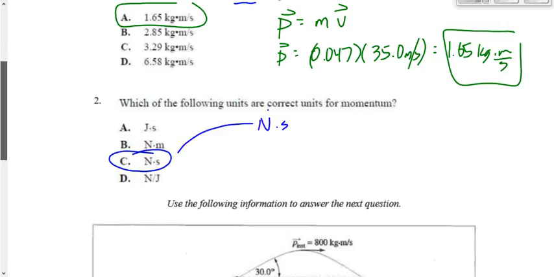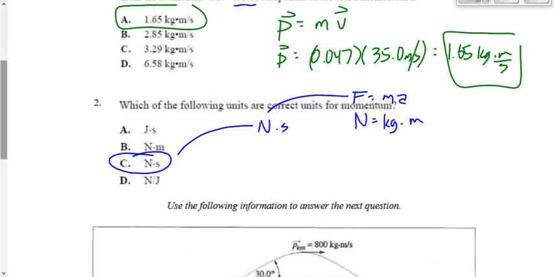Newton seconds. Newton comes from force, right? What's the most common equation that we would use to describe force? F is equal to m times a. So a Newton would therefore be equal to m in kilograms times a in meters per second squared. All right, so let's sub in kilograms times meters per second squared times seconds. See what I'm doing here? Replacing newtons with kilograms meters per second squared, and then multiplying it by seconds.